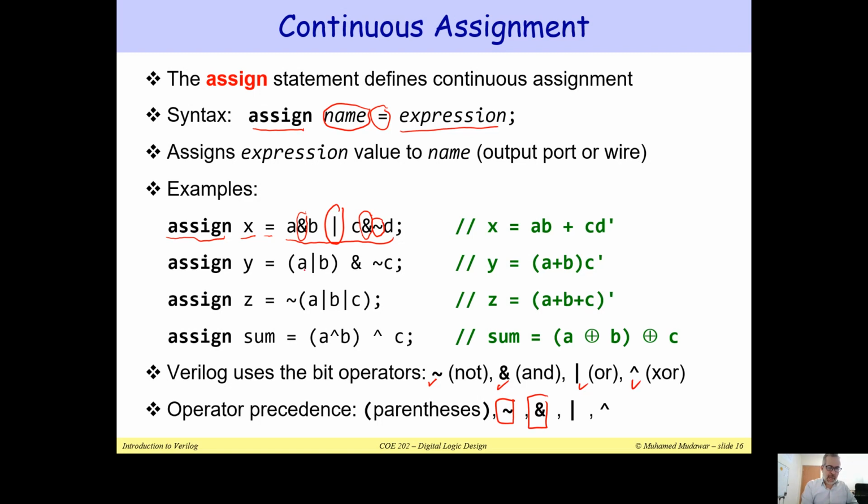For example, this will be A or B between parentheses and not C. This will be the way that we describe it in Boolean algebra, but in Verilog, you have to use the correct syntax. This is not A or B or C, so this will be a NOR gate, a 3-input NOR gate. This will be A XOR B XOR C.